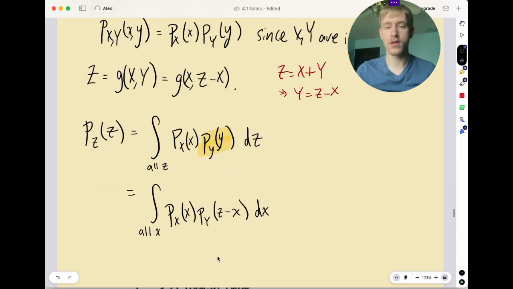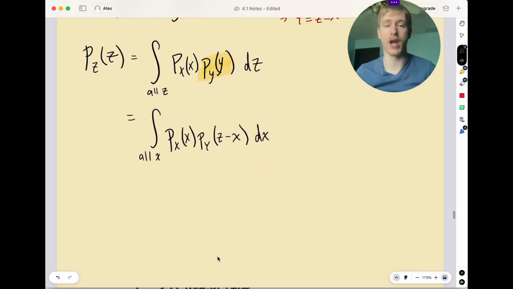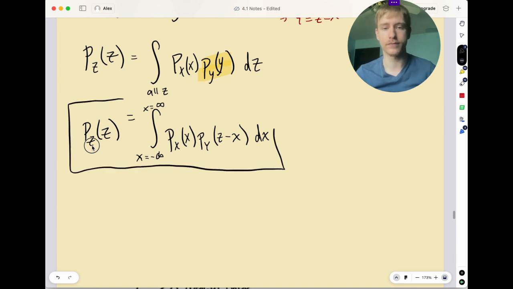So this is technically the answer. I can't do any more than this. The only thing I will do is change the bounds to be x equals minus infinity to x equals positive infinity, just to make it look a little cleaner. But other than that, that is the probability density of z. So in general, this is my answer, though it looks a little strange.